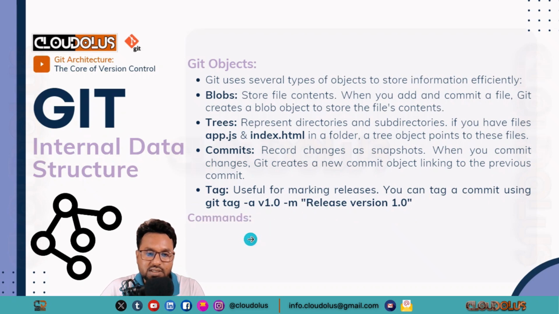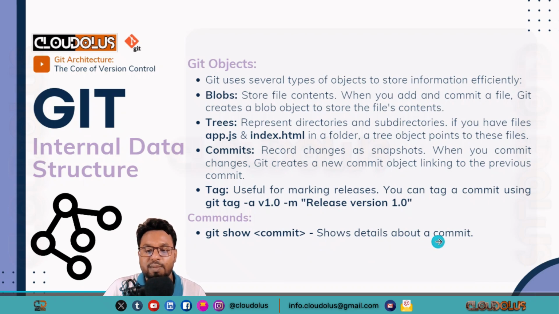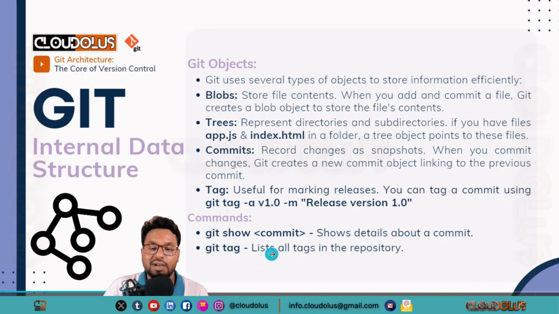Then we are discussing a few commands, which is git show <commit>. It shows the details about a commit. And git tag lists all tags in a repository. So when you use git tag, it lists all tags in the repository.